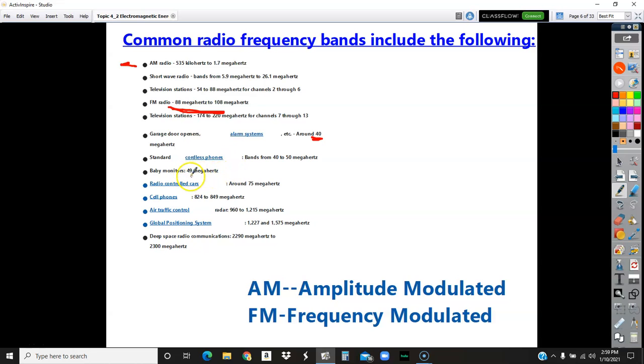A baby monitor, again, not that much power. You don't want to broadcast the picture of what your baby's doing, sleeping in a crib, to all your neighbors, so you keep it on the low end. RC cars, 75 megahertz, you can go only so far with them. A cell phone is pretty decent, 824 to 849 megahertz. Air traffic control and GPS systems are going to have a lot of power, 1227 to 1575 megahertz, because those have to be able to track you all around the Earth. And then your really deep space communications, stuff that's looking at galaxies far, far away, they go up to 2300 megahertz.